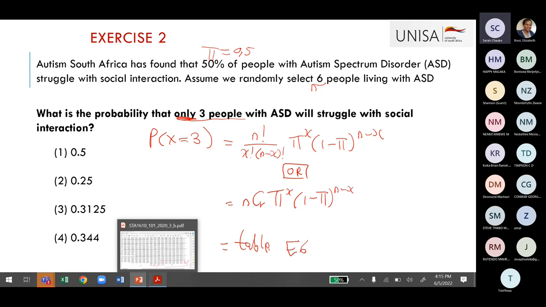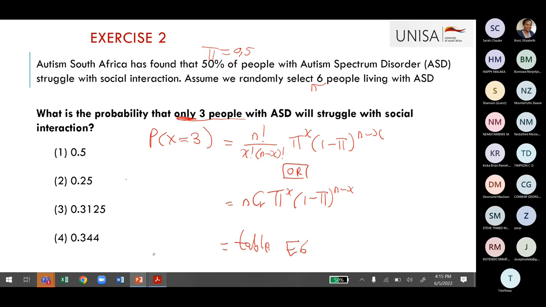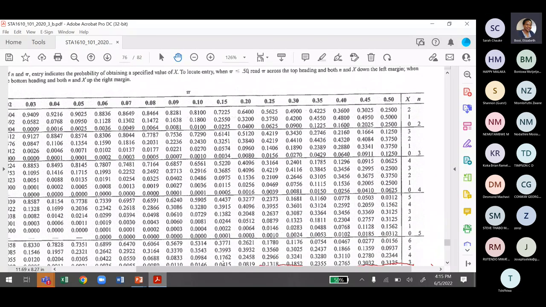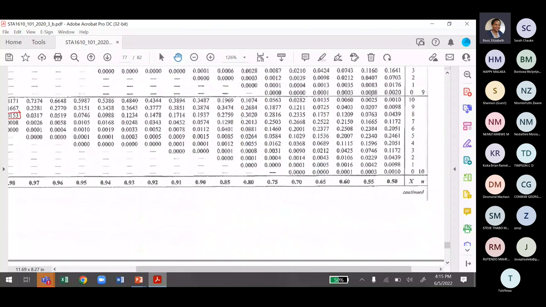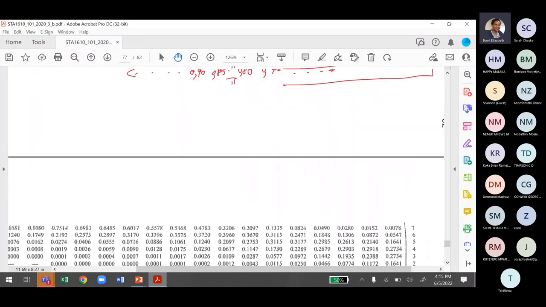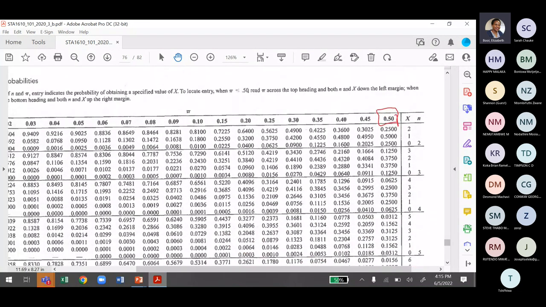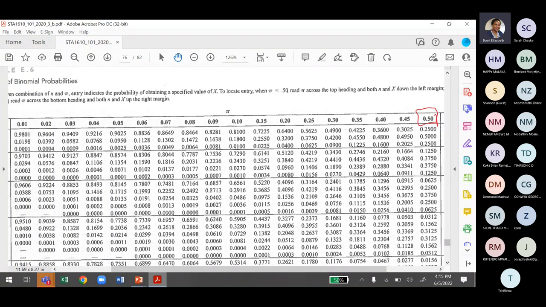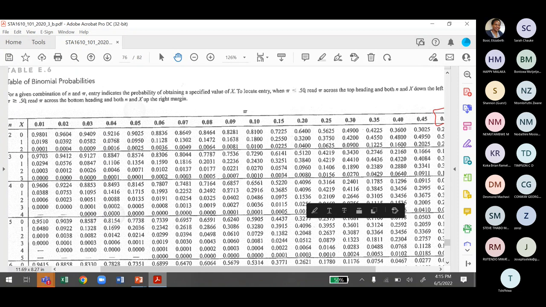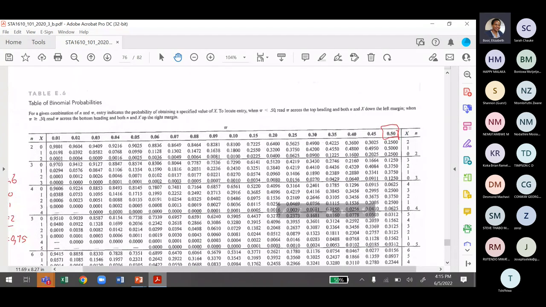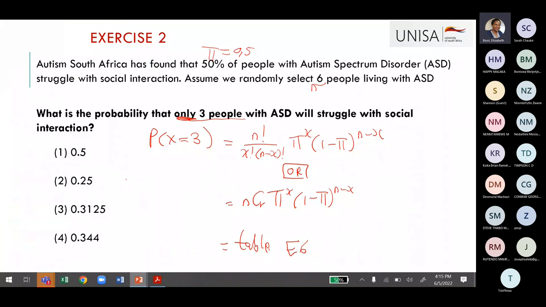On the table, it's 0.3125. Okay. So we go to 0.5. Now, when we look at the table, we do have two 0.5s, right? You will have a 0.5 at the bottom and a 0.5 at the top. You can choose whichever one you want to use. I always prefer to use the 0.5 at the top instead of the one at the bottom for ease of calculations.